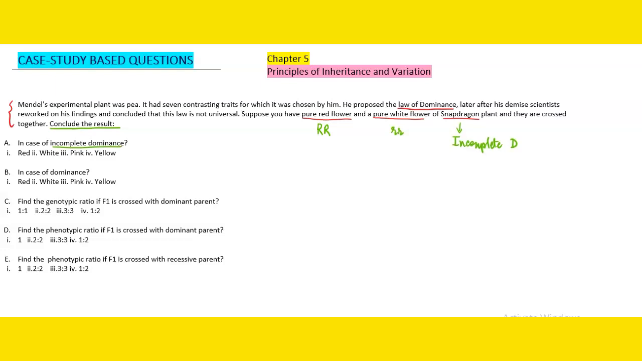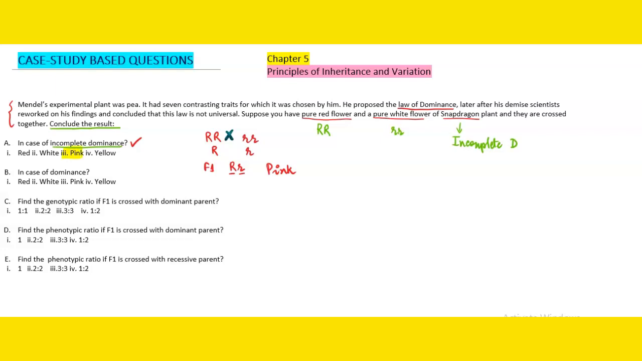So as I said, let's do a cross for it. These are our parents. From capital R, we will get R. From small r, we will get small r. So in F1, we will have capital R and small r. And they are talking about incomplete dominance, so neither will the expression be red nor white. Rather, it would be pink, because we know that in incomplete dominance a mixed expression comes. So in this case, our third option will be the right answer.